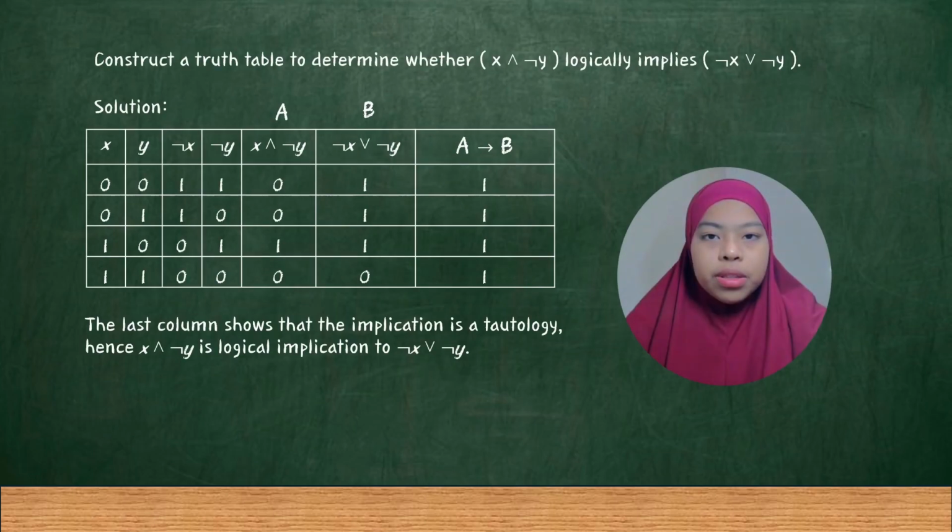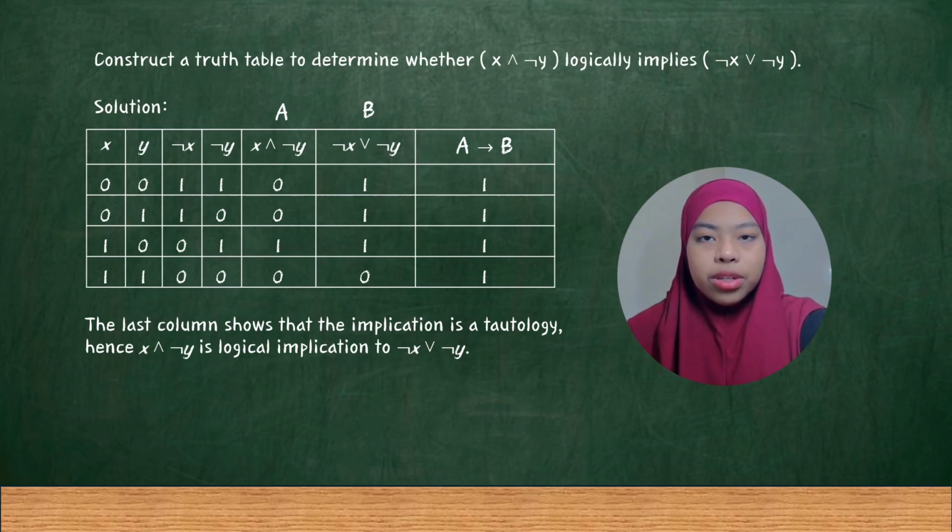For the first example, the question is to construct a truth table to determine whether x and negation y logically implies negation x or negation y. So first, due to the question only giving us an expression, we need to identify which of the following is the hypothesis part and the conclusion part. Here we could see that x and negation y is our hypothesis, while negation x or negation y is our conclusion.